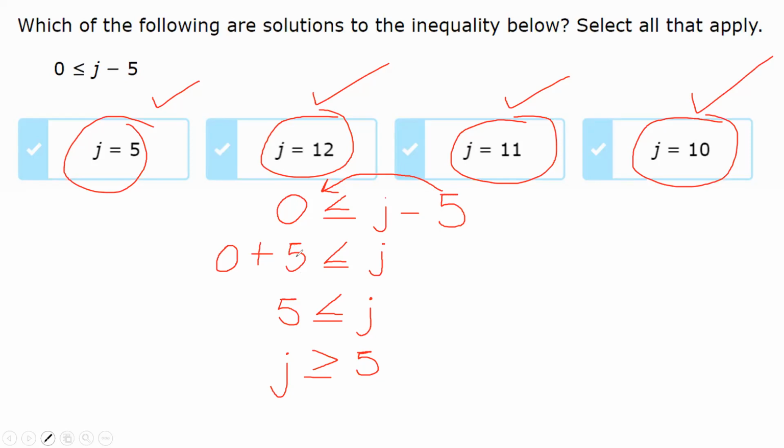Positive. So what is 0 plus 5? That's going to be 5. And so we're just left with J. If 5 is less than or equal to J, what does that tell us about J? J is greater than or equal to 5. So the numbers that could work would be 12. Why can 12 work? Because it's bigger. Why would 11 work? Because it's bigger than 5. And how about 5? Why would 5 work? Equal to. Very good.